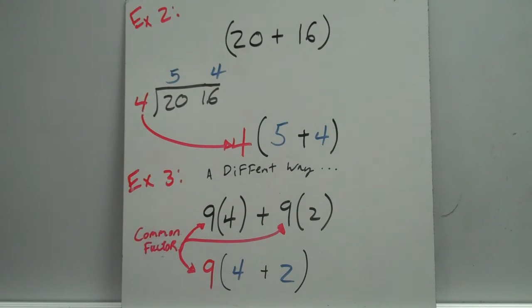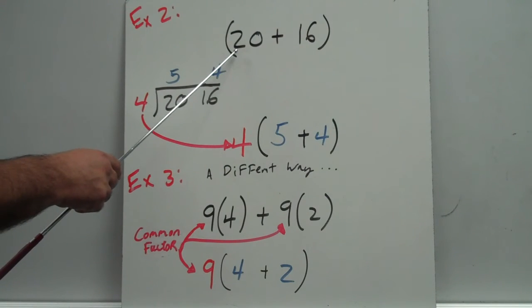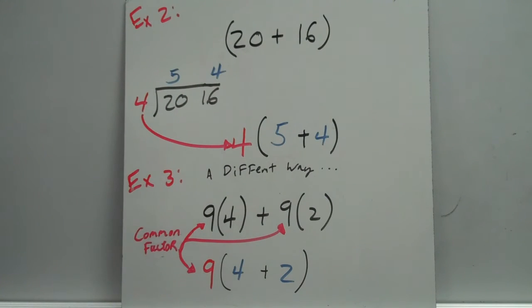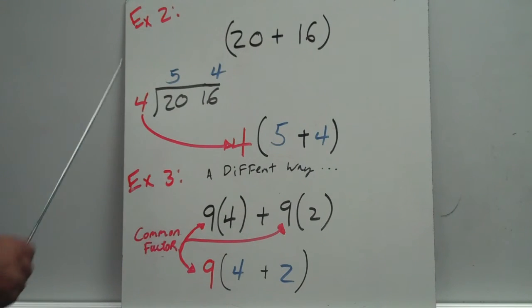Okay, for a second example, again, we have an addition problem inside the parentheses. This time it's 20 plus 16, and I have my birthday cake over here. So when we look at 20 and 16, 4 is the common factor. That's the greatest common factor. And so 20 divided by 4 is 5, and 16 divided by 4 is 4.